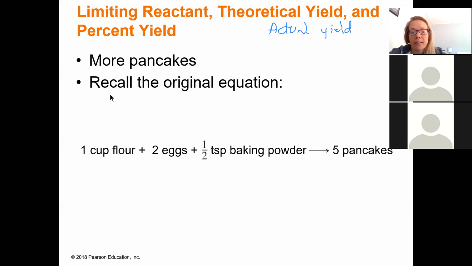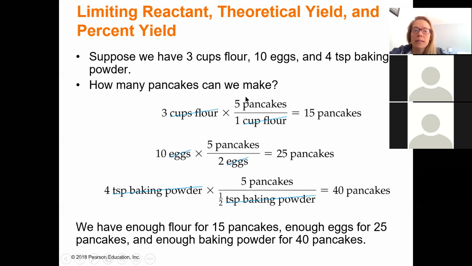So let's make some pancakes. Let's look at our recipe here. We've got a cup of flour for every 2 eggs and a half teaspoon of baking powder to produce 5 pancakes. Well, let's say that you go into your cupboard and you find that you have 3 cups of flour, 10 eggs, and 4 teaspoons of baking powder. You've got some friends over and you want to make some pancakes. So you're going to figure out how many pancakes can I possibly make?